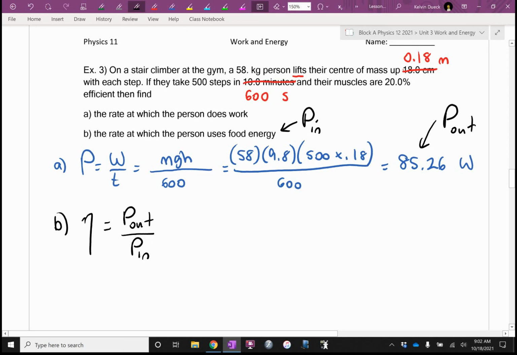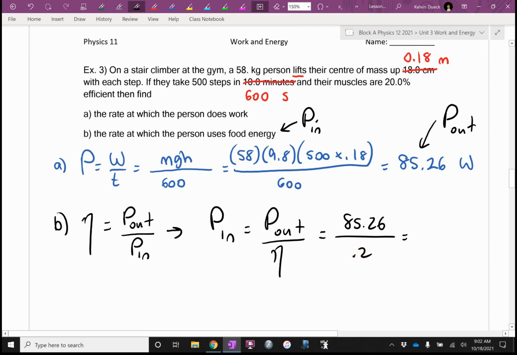Well, first of all, I want to get the power in by itself. Where is it right now? On the... Wait a minute. I think this is the same as power in equals power out divided by efficiency. That's a terrible eta. Efficiency. I think it's going to be 85.26 divided by 0.2.